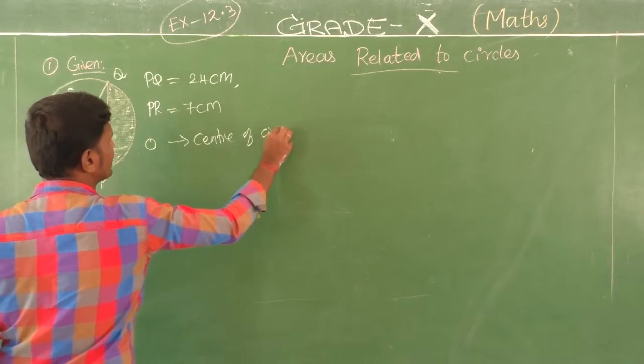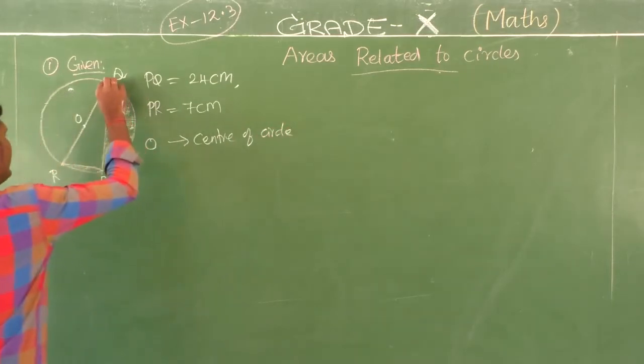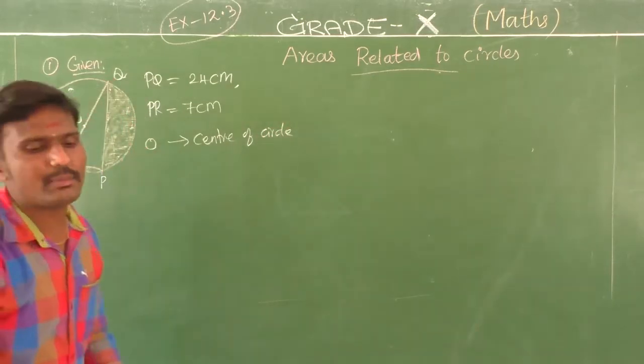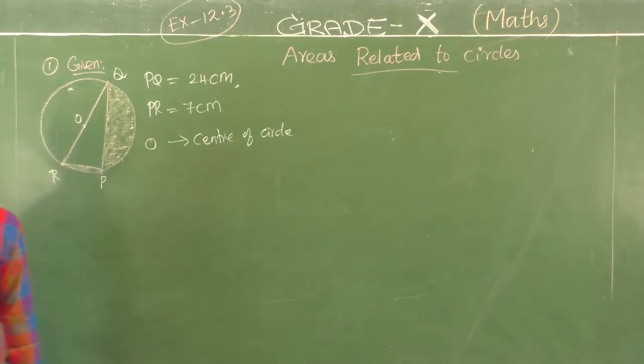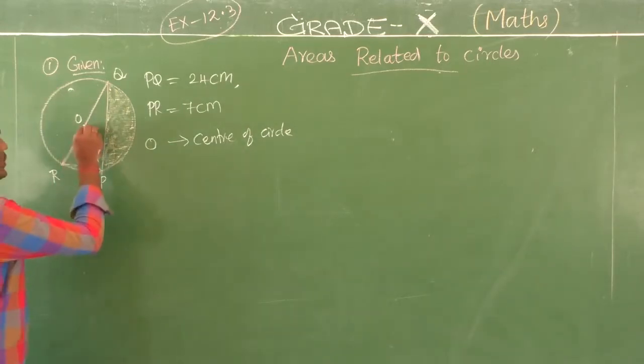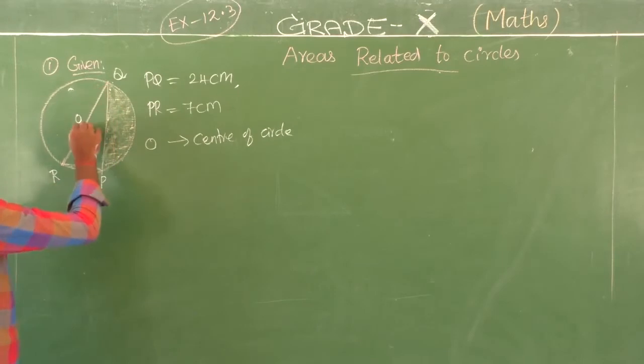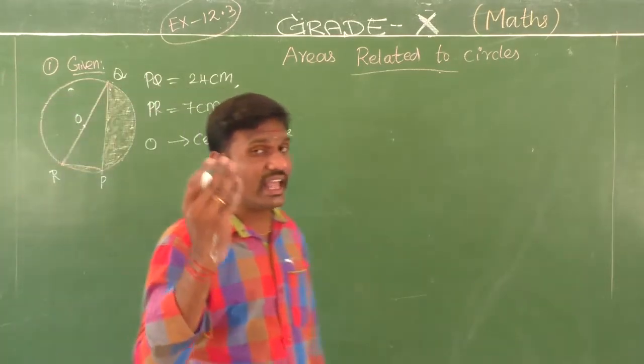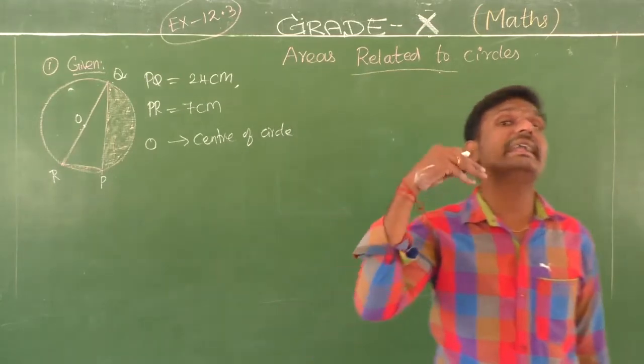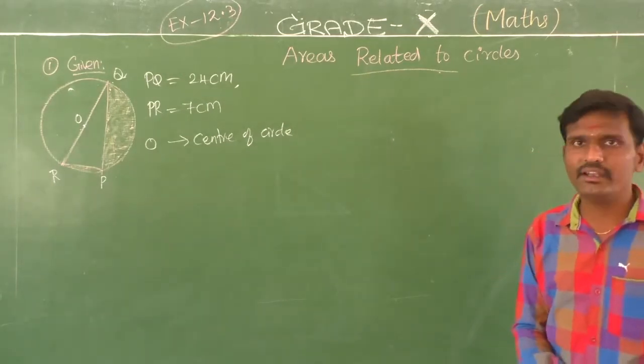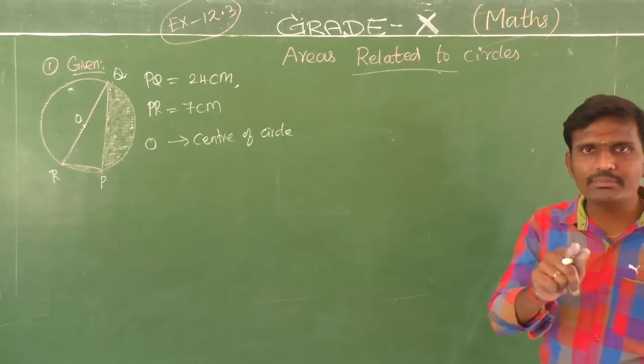So in that circle, we have QR as the diameter, and OQ and OR are both also radius. Half of the diameter is the radius, and double the radius is the diameter. Already we know this very well from the chapter on circles.